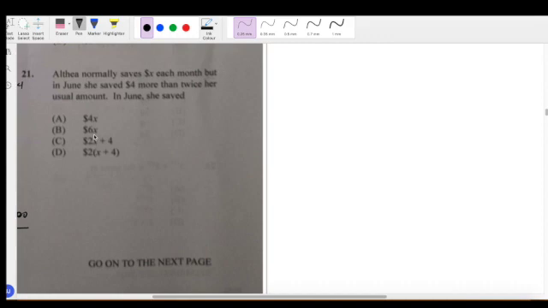Althea normally saves x dollars each month, but in June she saved $4 more than twice her usual amount. So $4 more than twice. If this is her usual amount, this is twice her usual amount, and this is $4 more than twice her usual amount. In June, she saved C.